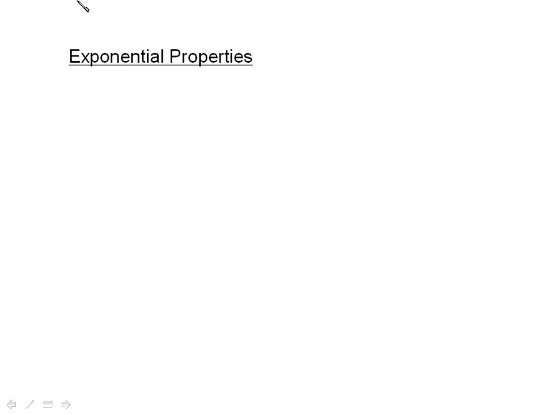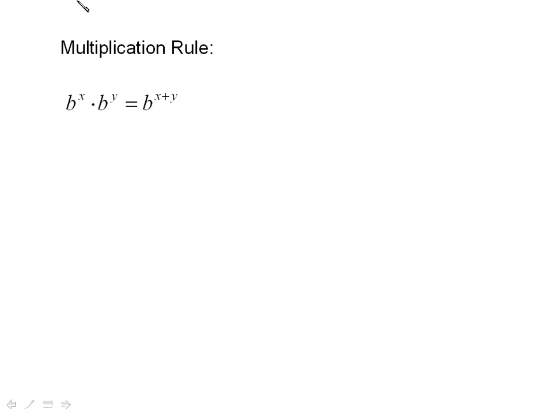Now the properties themselves, there's 5 main ones, which I'm not going to derive here. Because you've seen it all before, I'm just going to present them and then go through some examples that require them. So the multiplication rule is where we're multiplying powers with the same base together. So b to the x times b to the y, the rule is you add the exponents. So b to the x plus y. I remind you that the bases must be the same.